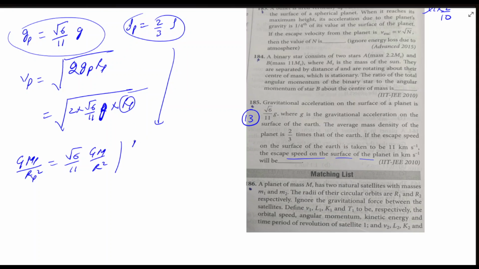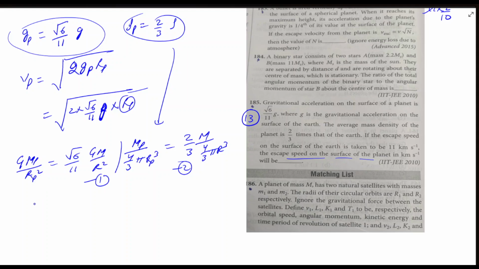It will be mass of planet upon 4 by 3 pi Rp cube will be equal to 2 by 3 mass of earth, which is 4 by 3 pi R cube. So look, if you divide this by this, then Rp square and R square will get cancelled. We'll be left with Rp, and Mp will get cancelled. So let's just divide these two. So let's say this is 1, this is 2.